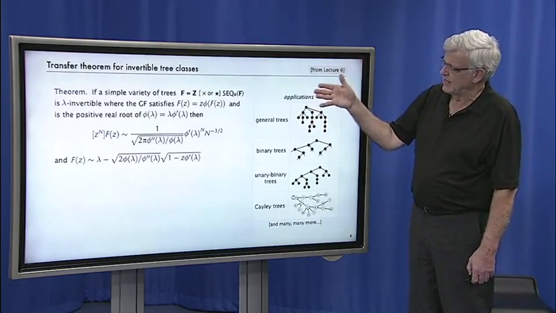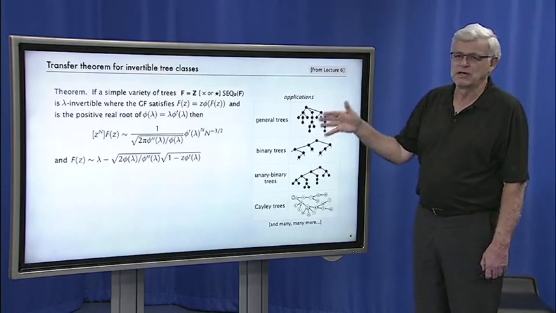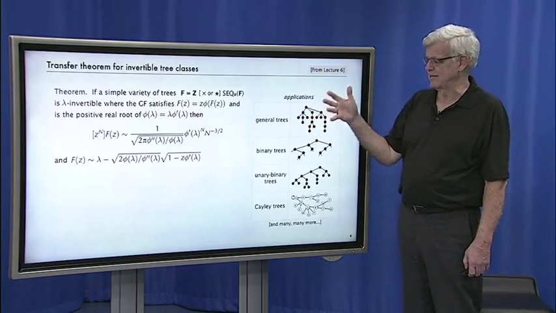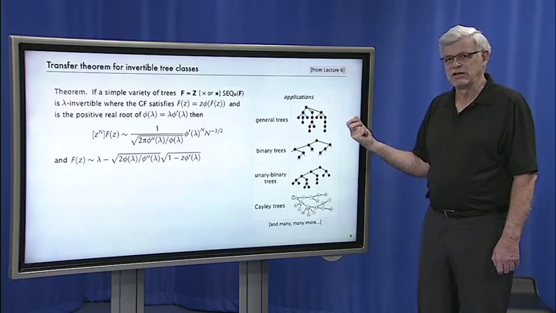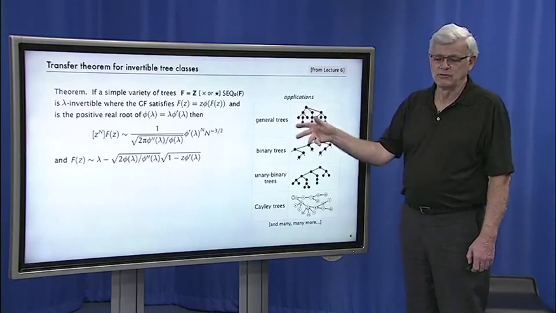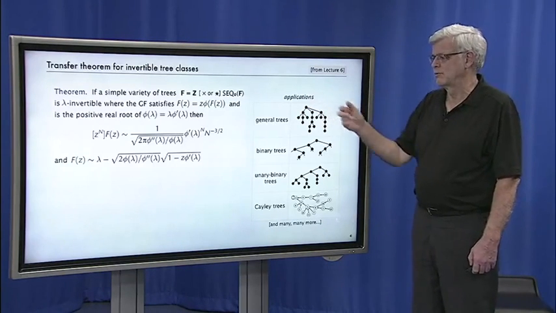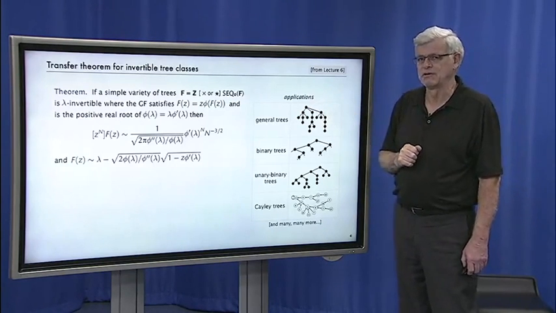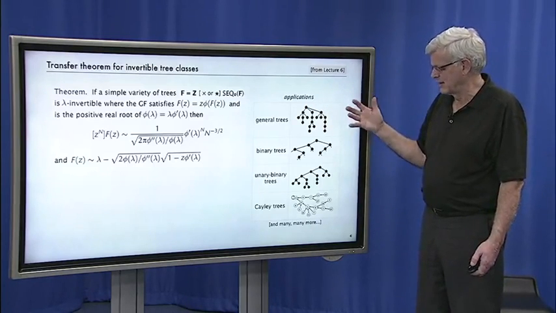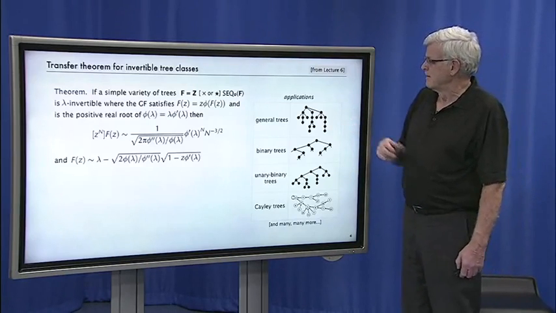So it says that a simple variety of trees has a square root singularity, and we can accurately approximate both the function and its coefficients at that singularity. And as always with singularity analysis, we can take these approximations out to arbitrarily many terms. In lecture, we'll just work with the tilde approximation. And this applies to virtually any kind of tree, and we'll look at several examples next.